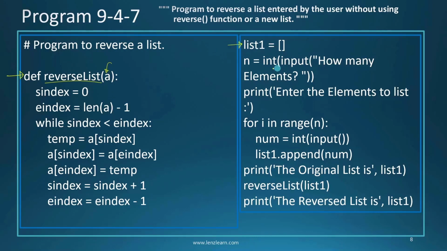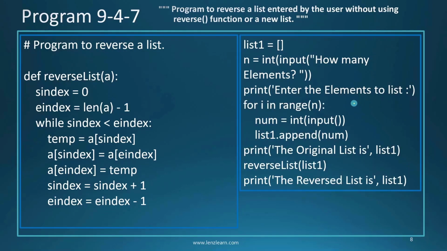Now an empty list will be created. Then how many elements you want to enter into the list. So I will enter 5. And after that I have a print statement where it says enter the elements to list. After that, by using this for loop, you will make 5 entries into list 1. After that, you will print the original list. So whatever value you have entered into the list will be printed. Next, you are calling the function reverse list with the list 1 which you have just entered.